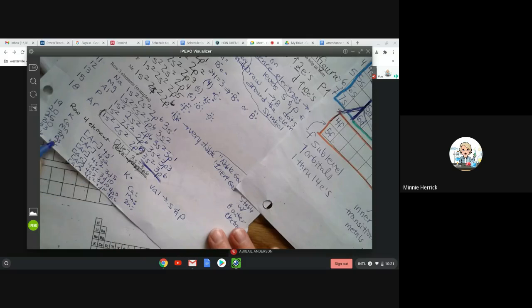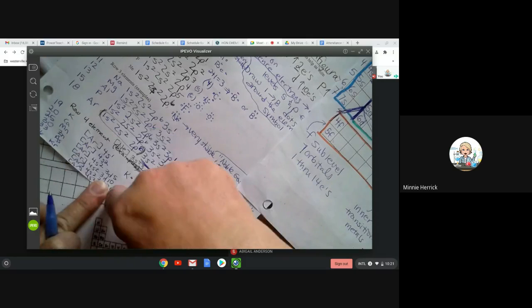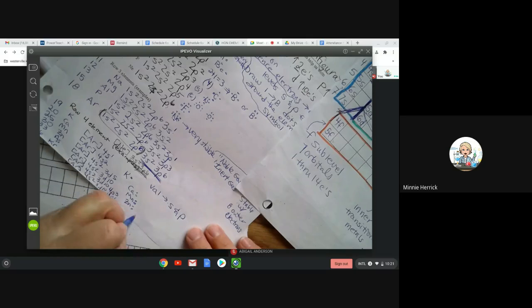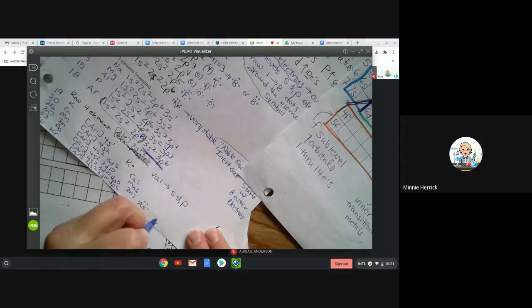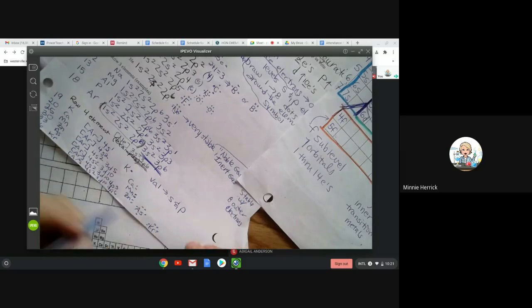And then when you get to arsenic, you're going to ignore the D's and add the 2 and the 3 to make 5. So there's going to be 5 dots around arsenic, just like nitrogen. There's going to be 8 dots for krypton, just like neon. Okay. Hopefully that works for that. And you're going to fill these in.